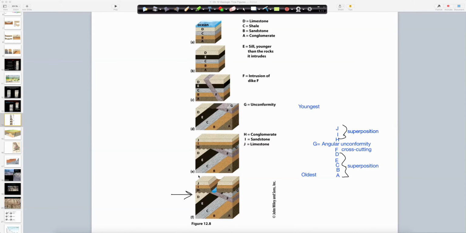So that's superposition. And then you have the stream. The youngest thing is the stream because you're using the principle of cross-cutting relationships. The stream is cutting across J, I, H, and into F. So the stream has to be younger than all these layers. So we know that. So this is the order from oldest to youngest.